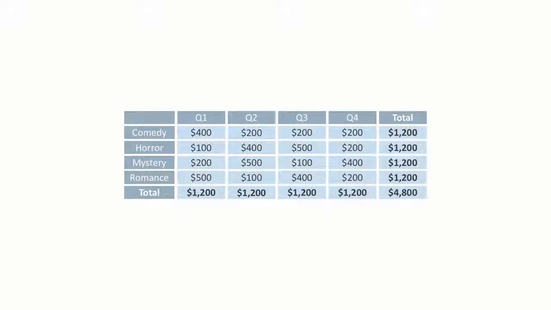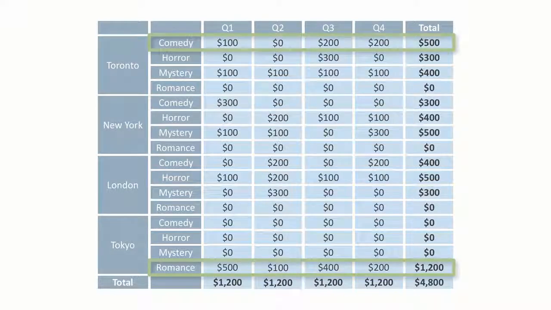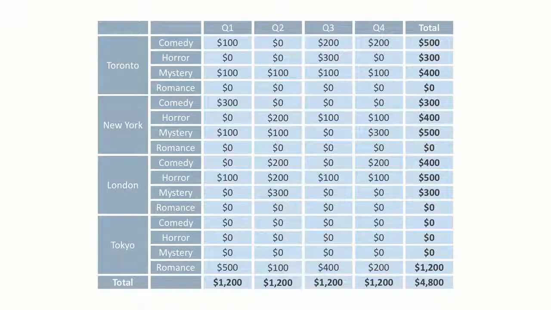Here we have a two-dimensional report that looks at sales by genre and sales by quarter. It's using the same data as in the last example, but now we can see that romance novels do better in the first quarter, mysteries in the second quarter, and horrors in the third quarter. Based on this new analysis, you'd stock your stores differently. Now let's look at a report with three dimensions. Just look at the difference a third dimension can make. We can see that in Tokyo only romance novels are selling, and that Toronto loves comedy, New York loves mystery, and London loves horror. And based on this new information from the same data, you'd likely make very different decisions than if you were looking at a report with just two dimensions.